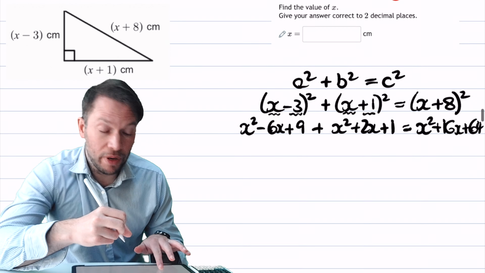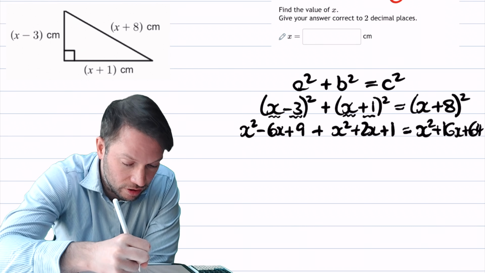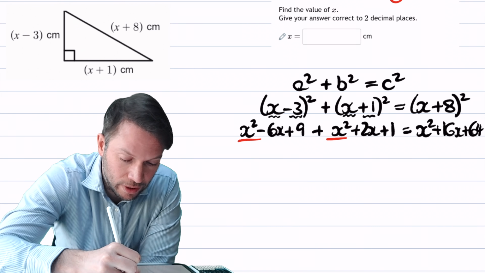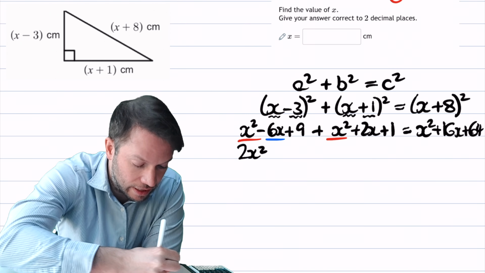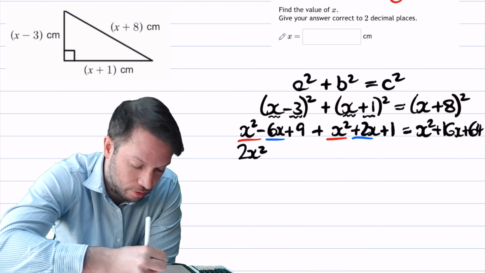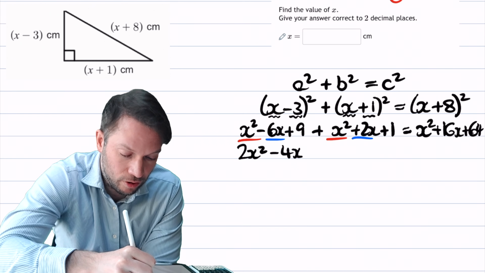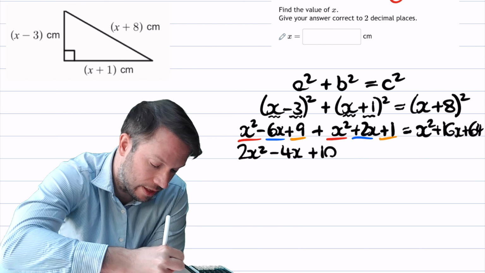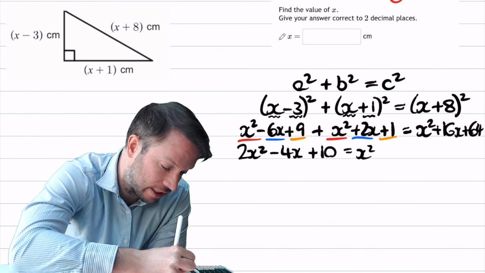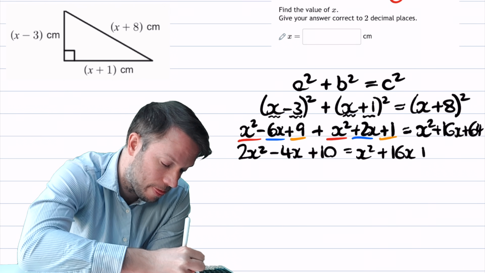Now let's tidy up by collecting like terms. I've got x squared plus another lot of x squared, which is 2 lots of x squared. I've got minus 6x plus 2x, which is minus 4x. And I've got this 9 plus 1, which is plus 10. And that's equal to x squared plus 16x plus 64.